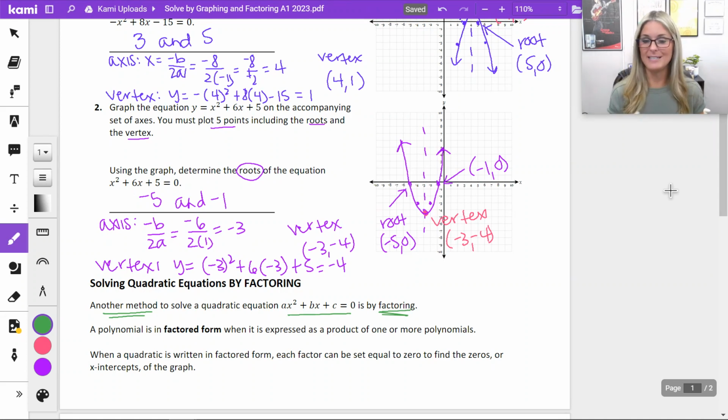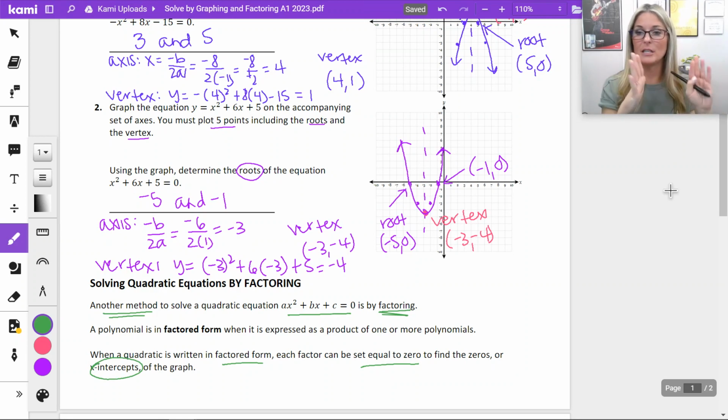A polynomial is in factored form when it's expressed as a product of one or more binomials. So if you think back to when we studied how to factor, we were breaking it down into the original pieces that were multiplied together. So oftentimes we had those parentheses left over from that factored form. When a quadratic is written in factored form, we can set each factor equal to 0 to find those x-intercepts. So that is our goal, get it into factored form, and then our next step is going to be to put each factor equal to 0 and solve little baby equations to get our x-intercepts. I'll show you on page 2.